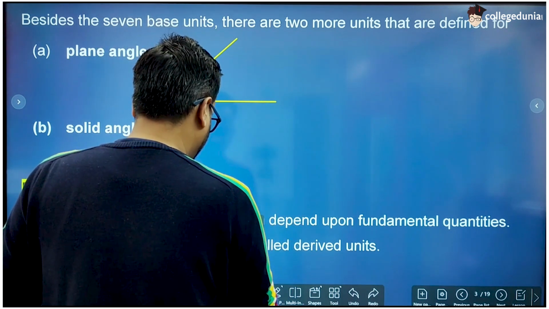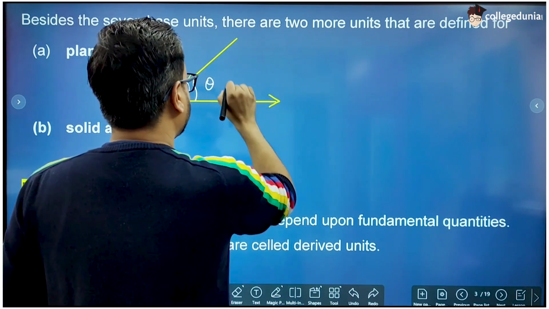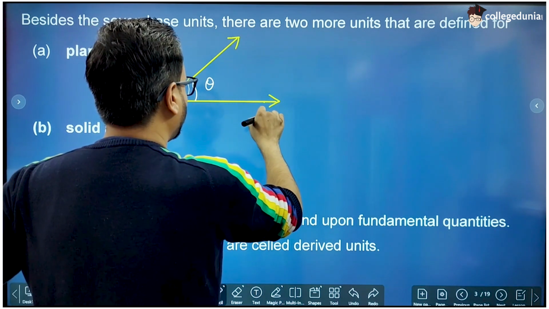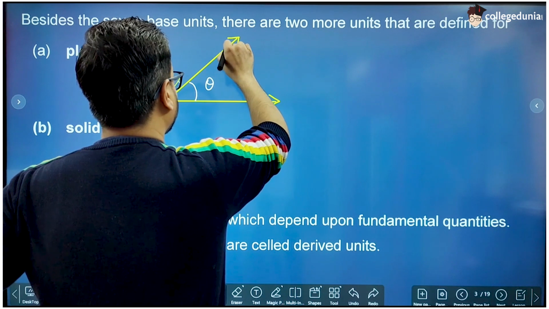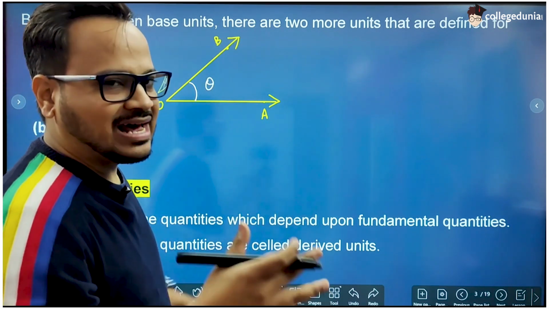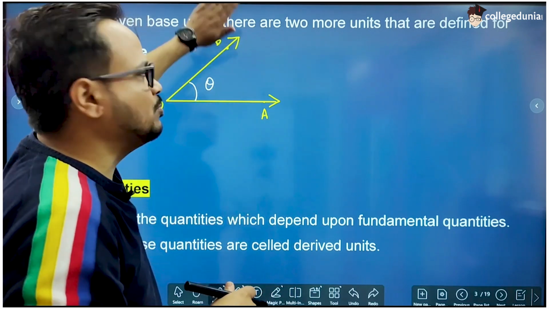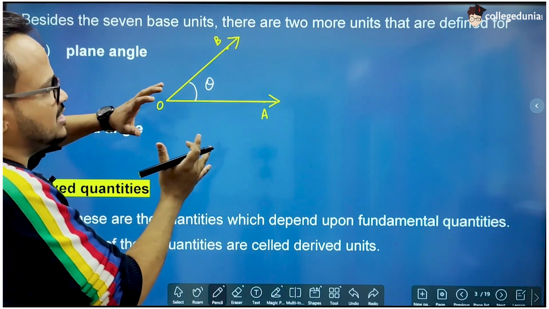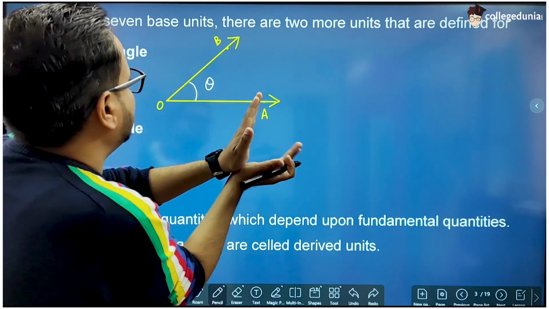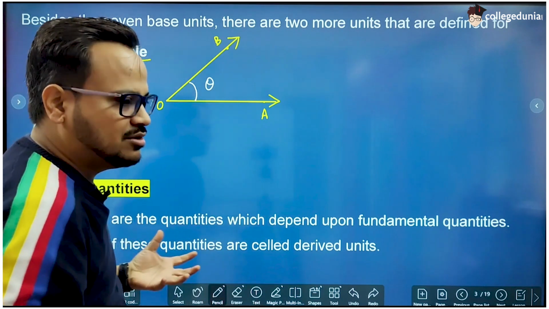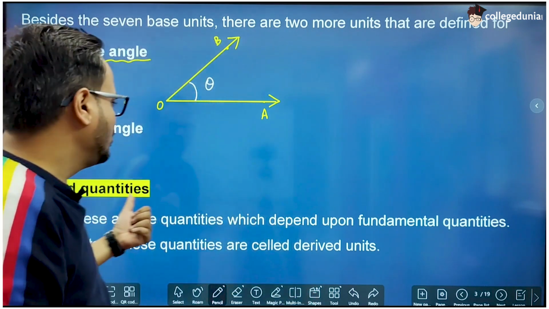These two lines, let's name them OA and OB. These two lines, OA and OB, are in the same plane, the plane of this board. So for lines which are in the same plane, the angle between those lines is called the plane angle. This is the angle that you have always studied in mathematics.